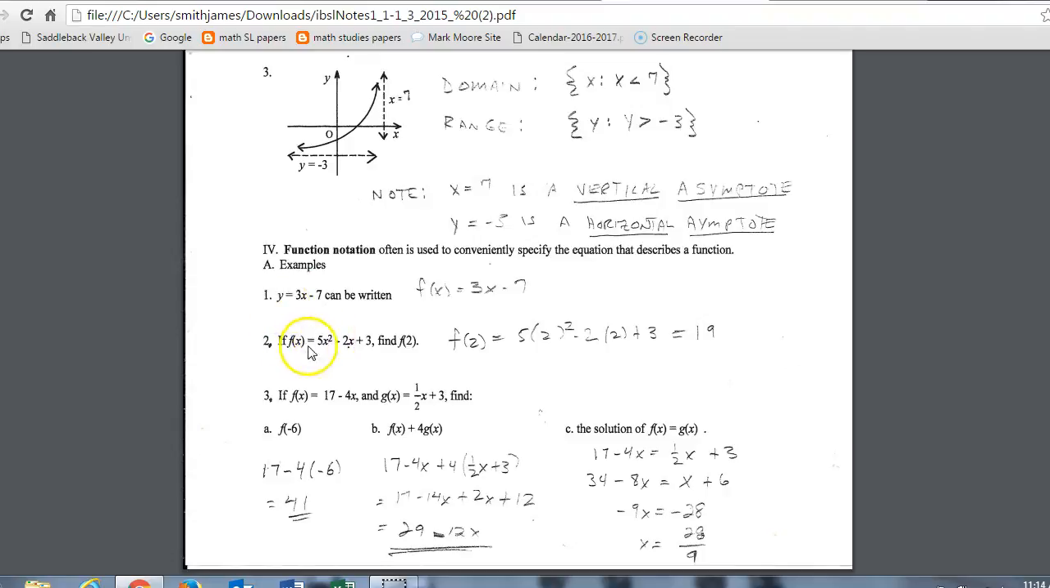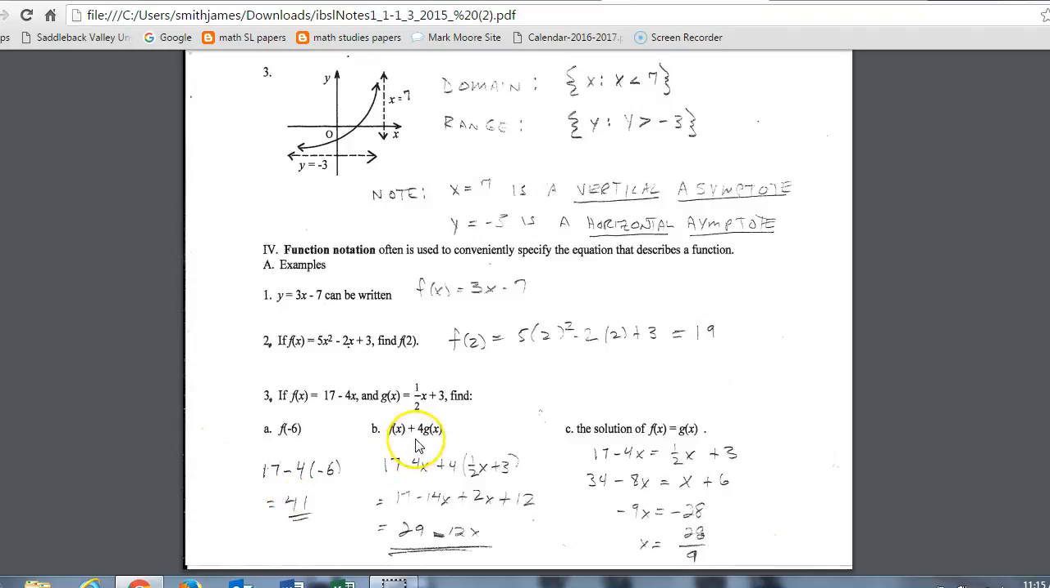value. So if you take a function like this one, if we were to say f of 2, simply means I'm going to replace x with 2. So f of 2 is equal to 5 times 2 squared minus 2 times 2 plus 3. And so that's the work that you're seeing right here. And if we just clean that up, it comes all the way out to be 19. Again, just a little more understanding of the notation. F of negative 6 simply means I look at the f function and I replace x with negative 6. And that's what you're seeing right here.